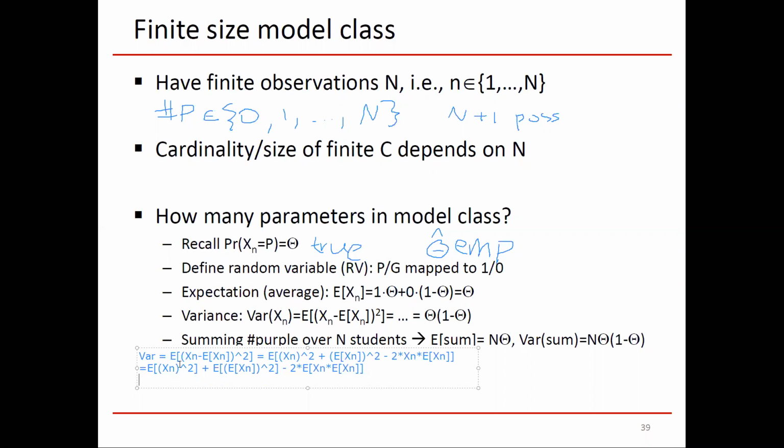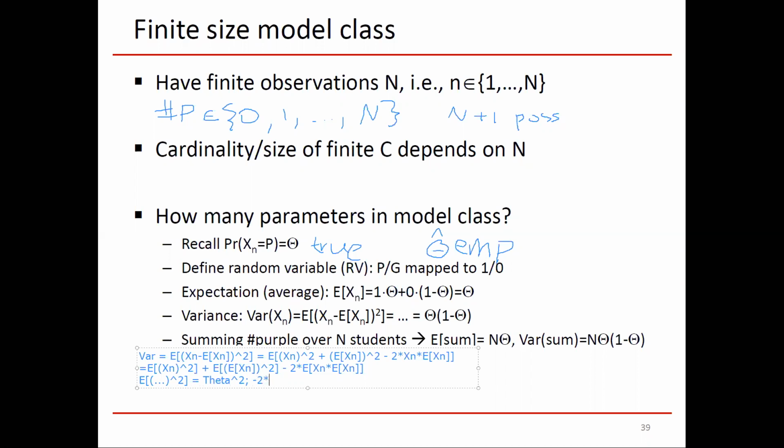Now, the expected value of xn is theta, and the expected value of xn squared is theta squared. Theta squared is a constant, and therefore the expected value of that thing squared is theta squared. Next, what's 2 times the expected value of xn times something? That something is an expectation, which means that it's a constant, it's theta.